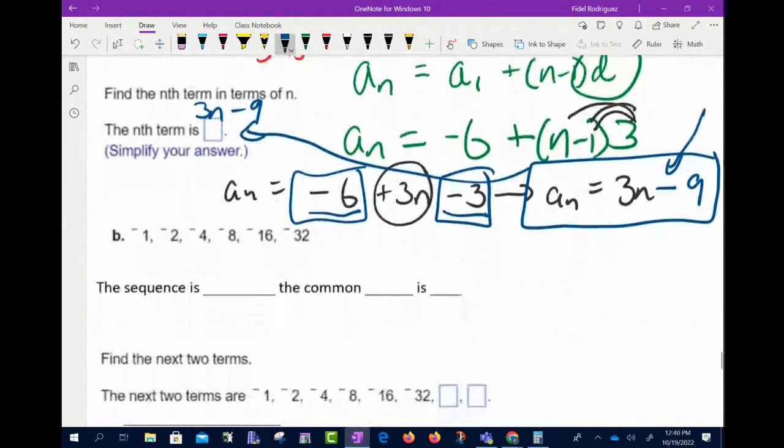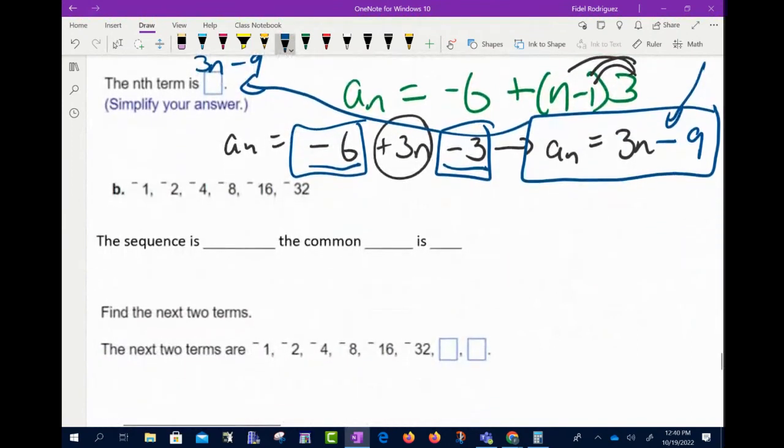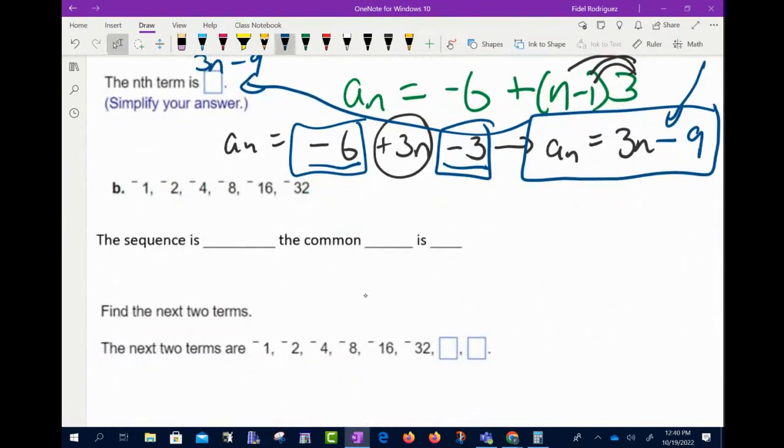Okay, let's take a look at the next problem. I'm going to go through the same sort of process. Looking at my numbers here, does it look like we're adding or subtracting the same number each time? If I look at the difference, we subtracted 1 to get here, we subtract 2 to get there, we subtract 4 to get there, we subtract 8.